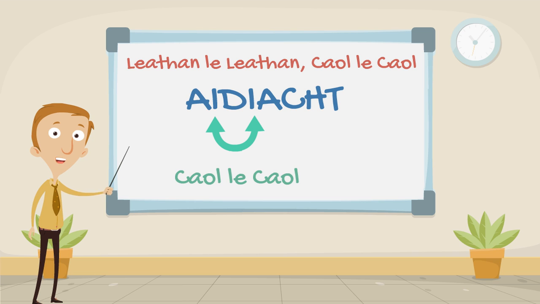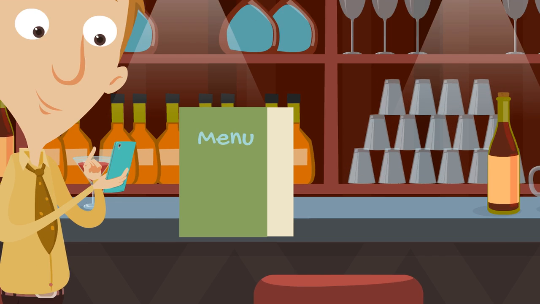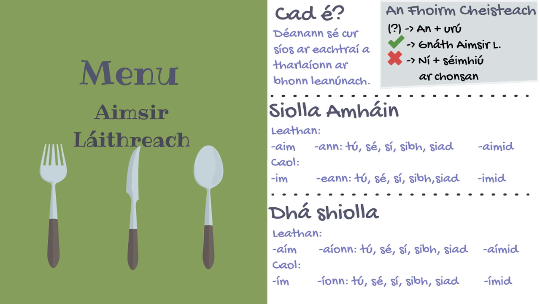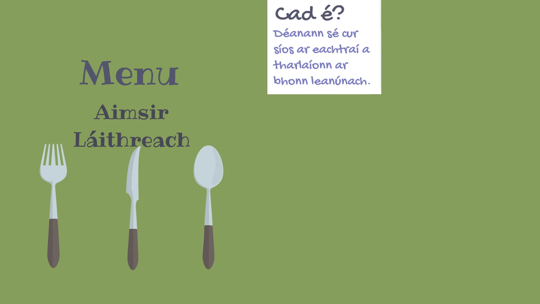Okay, that's enough of that. Back to the Aimsir Láithreach. There are no athrú tosaigh in the present tense, so don't worry about that. However, you're not off the hook because there's a little bit more to the rest of the verb.